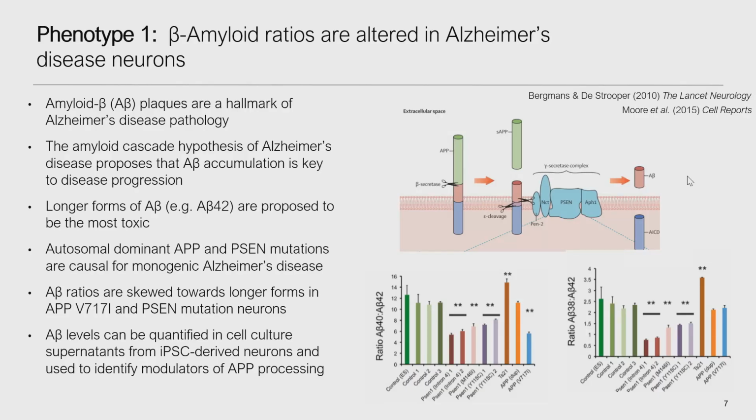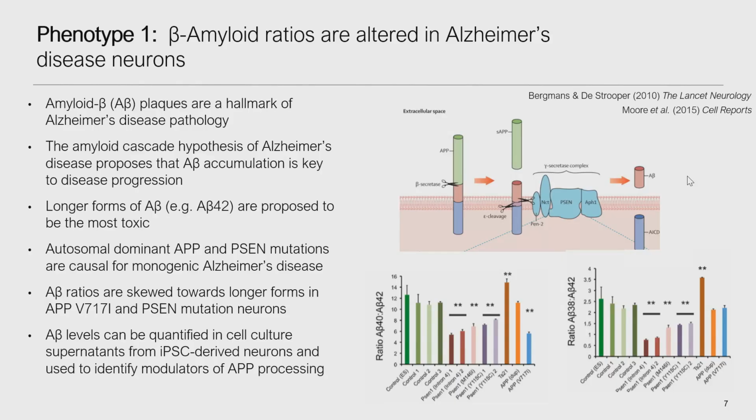In the APP and PSEN mutation neurons, we see that the beta amyloid ratios are actually skewed towards the longer forms. And the bottom right-hand side graphs show the ratios of A beta 40 to 42 and 38 to 42, which are reduced particularly in the PSEN and APP V717I mutation neurons. And that's driven by an increase in the longer forms of disease.